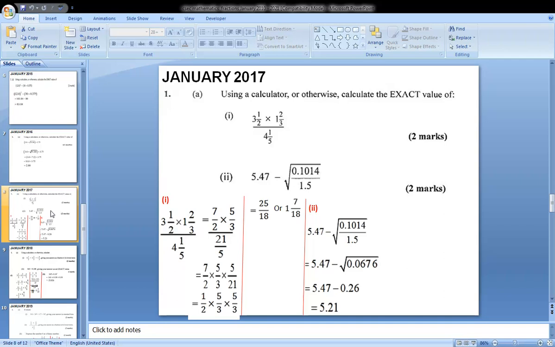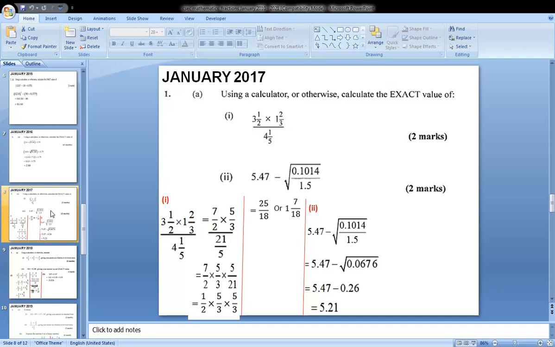So we change our mixed fraction to improper. So we multiply denominator 2 times the whole number 3, then add our numerator 1. So we got 7/2. We change the mixed fraction 1 2/3, we got 5/3, and divide by, we do the same with 4 1/5. We change it to an improper fraction and we got 21/5. So we now have 7/2 multiplied by 5/3 divided by 21/5.